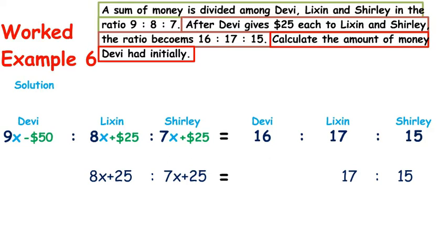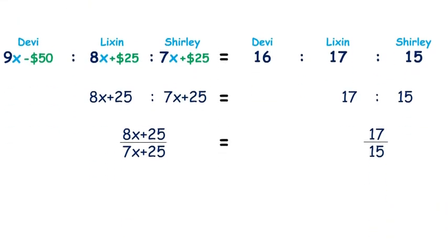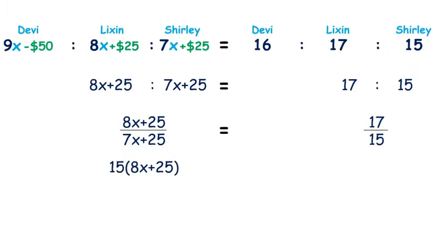Let's choose this one. So, we can write it as a fraction. 8x plus 25 over 7x plus 25 equals 17 over 15. Now, cross multiplication: 15 into 8x plus 25, and 17 into 7x plus 25.